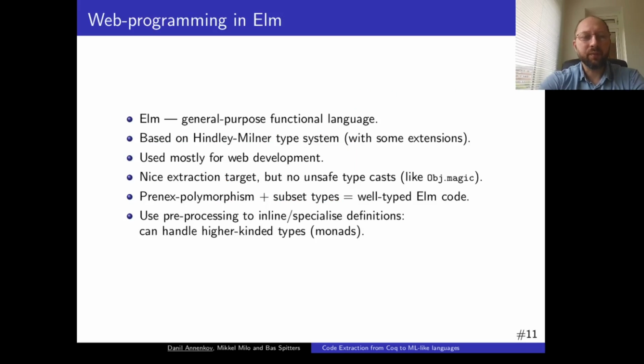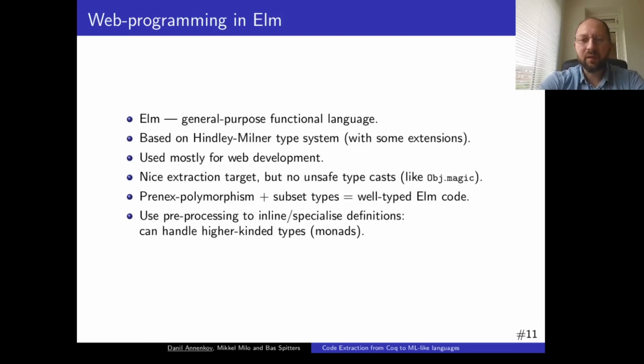Let us jump to the next use case, specifically extraction to Elm and an example web application. Elm is a general purpose functional language that is mostly used for web programming. It is based on a Hindley-Milner type system, and it's actually a very nice extraction target because many features that are usually found in functional languages are present in Elm. And our intermediate representation, lambda box T, is very close to the constructs available in Elm.